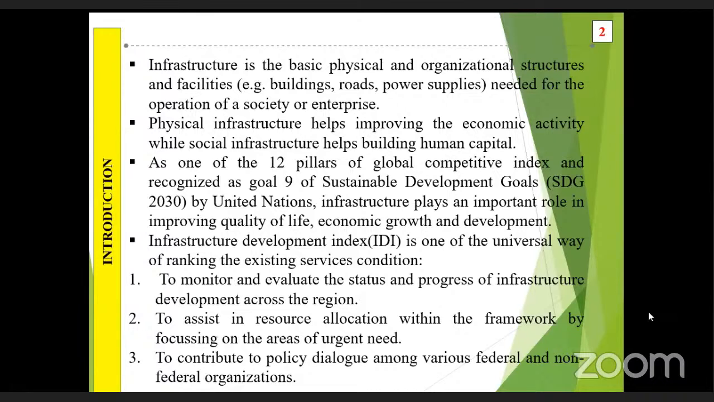And its emerging importance is already proved, as it has been considered as one of the 12 pillars of the Global Competitive Index, as well as Goal 9 of the Sustainable Development Goals 2030. So the Infrastructure Development Index compares and ranks the service condition of an area in a quantitative way. It also monitors the status and progress of the development, concentrates resources on areas in urgent need, and helps to shape up the policy framework as required.